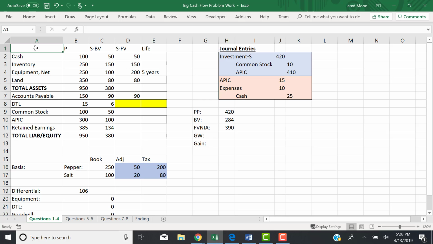So it says that Pepper Company acquired 100% of Salt Company. It keeps going with more information. I'm not going to bore you reading it. You can read it on your own. Pause this if you need to. And then it gives us this information in the balance sheet.